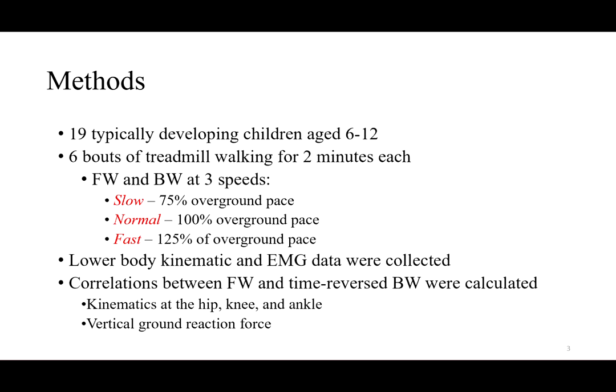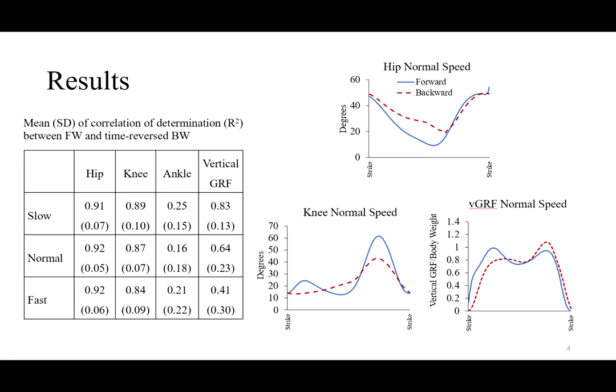We recruited 19 typically developing children between the ages of 6 and 12 and had them complete 6 2-minute bouts of treadmill walking, so that was forward and backward at 3 different speeds each. We collected kinematic and EMG data and then calculated correlations between forward and time-reversed backward walking for all variables.